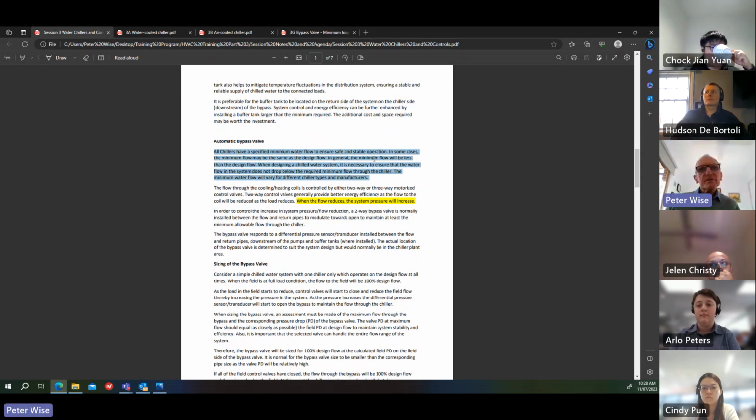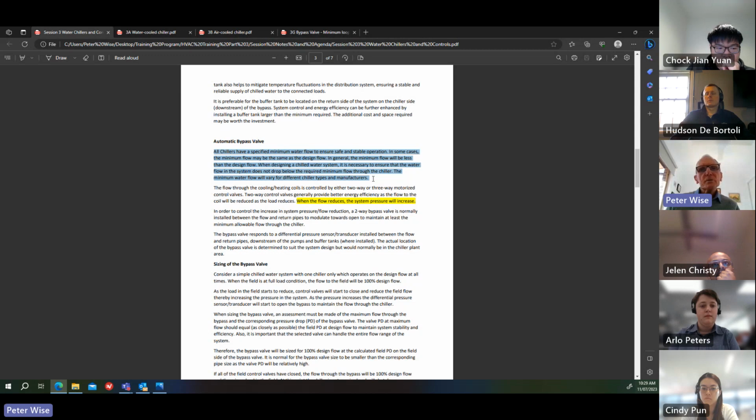As I said here, in some cases, the minimum flow may be the same as the design flow, and that's still the case for a lot of chillers. You don't vary the flow. In general, the minimum flow will be maybe less than the design flow. When designing a chilled water system, it's necessary to ensure that the water flow in the system doesn't drop below the required minimum flow through the chiller. Otherwise, you'll get into strife. You can cause freeze-ups. This was the original issue: if the water flow was too low, you can get freezing in the chiller and failure.